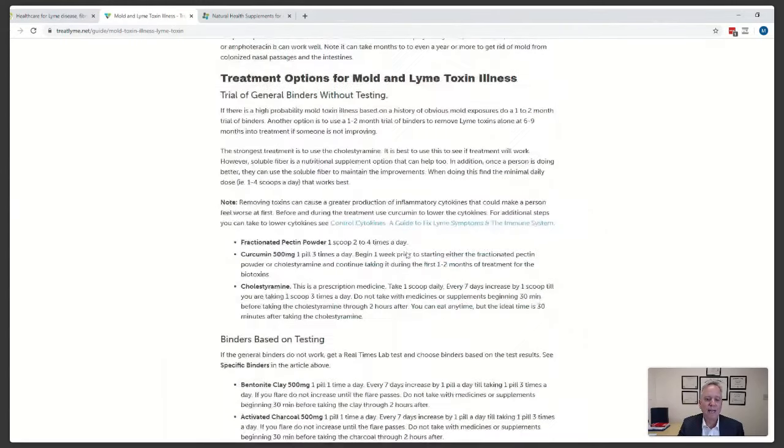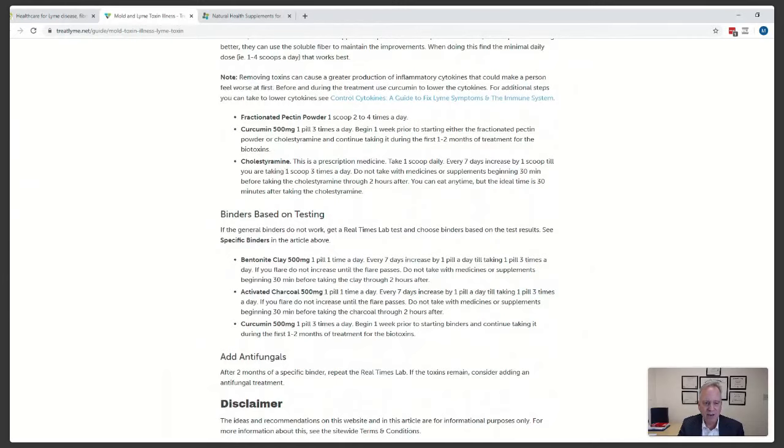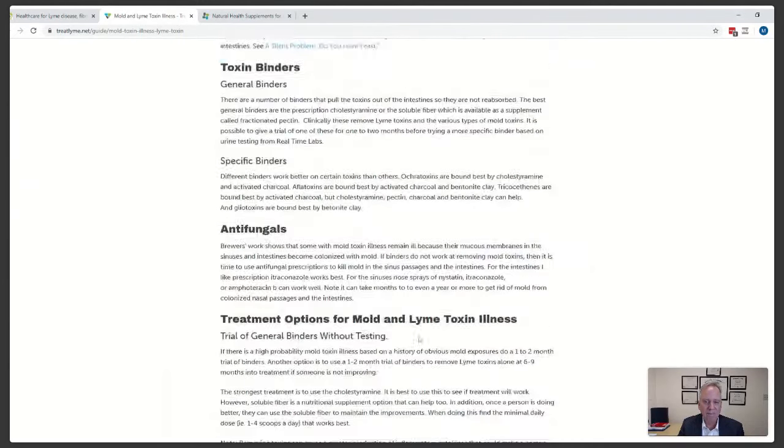If you look down here, I talk to you about how to use these various binders and how to build them up. Without going into great detail here today, you'd have to come back and read this article, okay? All right.